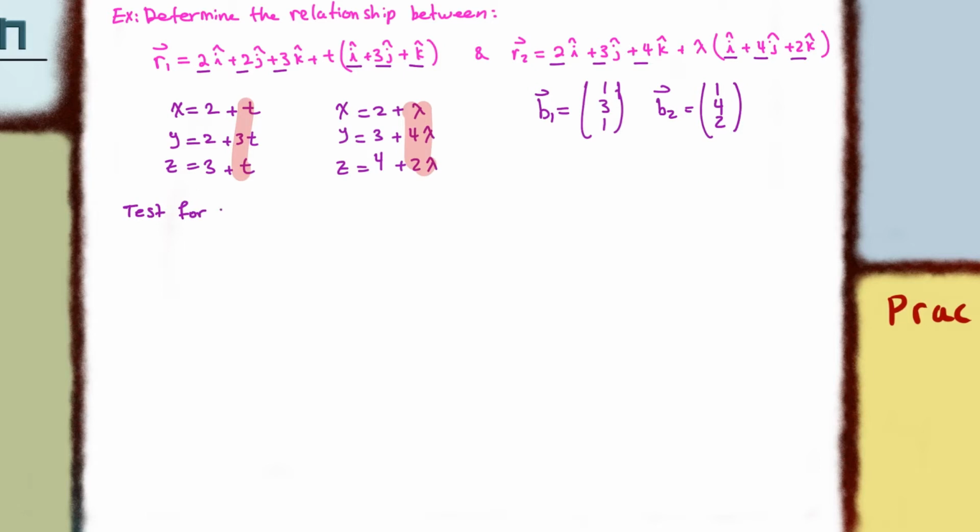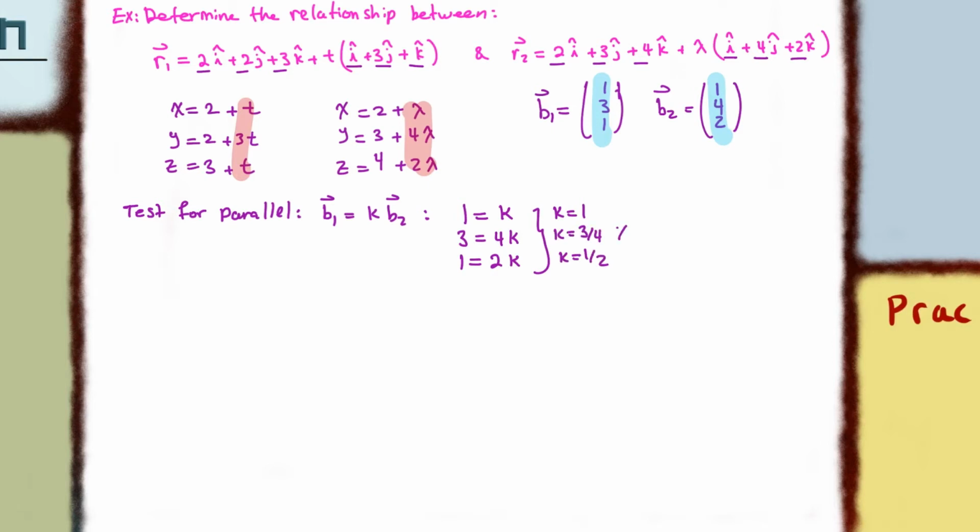To test to see if two lines are parallel, we're going to use the same skills as we have in the past few lessons. So we're going to test to see if b1 is a scalar multiple of b2. b1's components are 1, 3, 1, and b2's components multiplied by k are 1k, 4k, and 2k. And when we solve for k, we get that the k value is inconsistent, meaning that the two lines are not parallel.